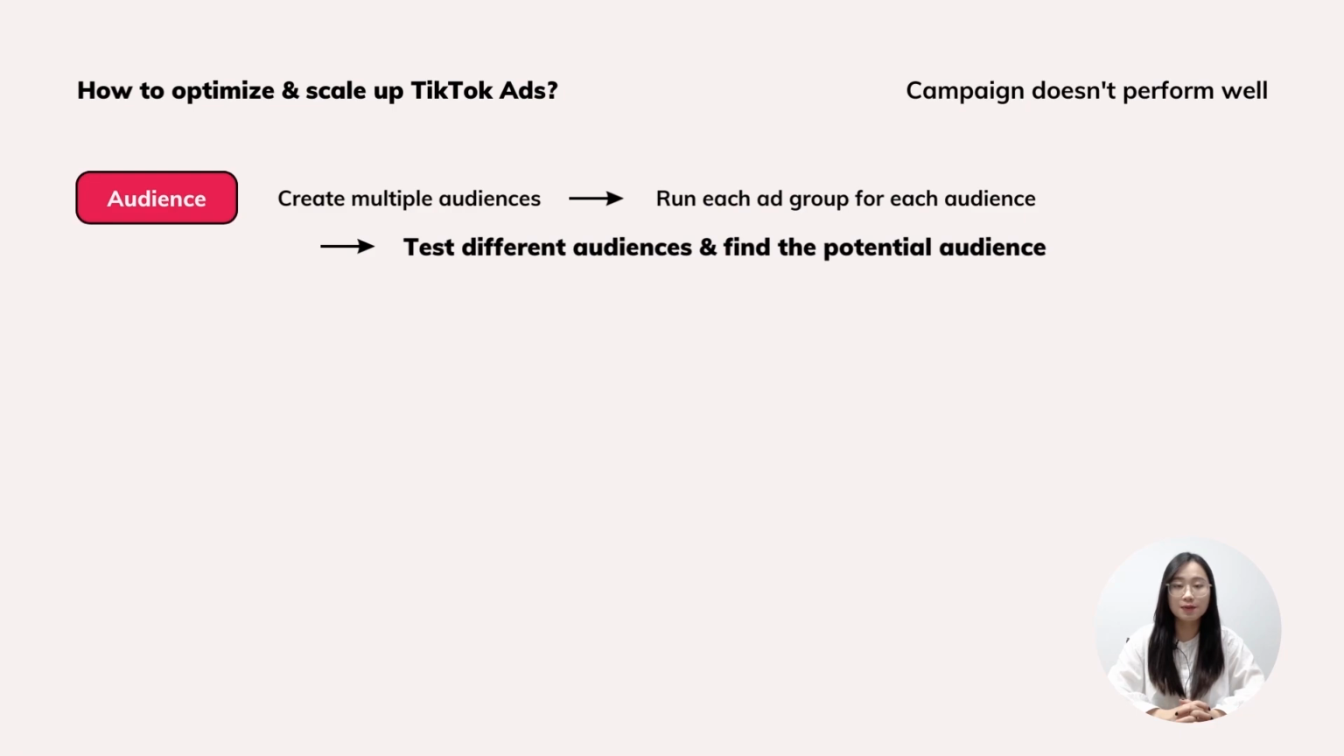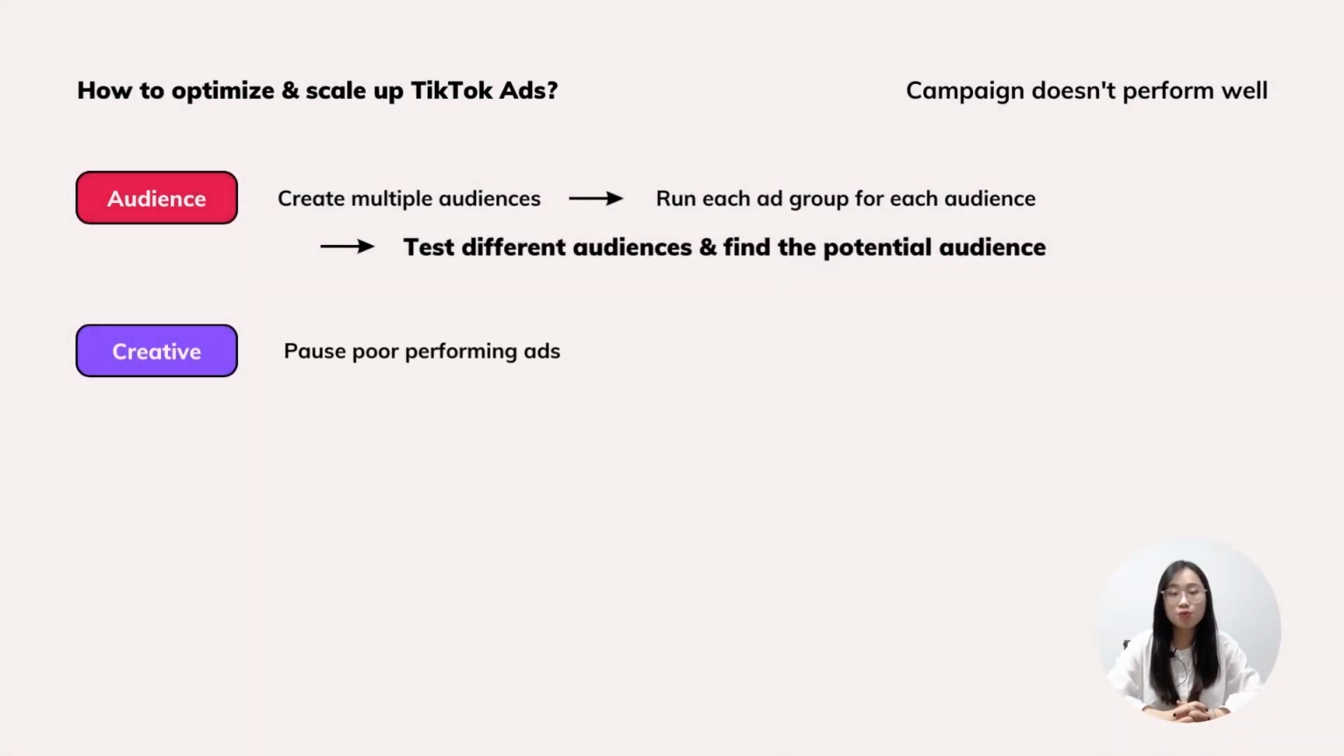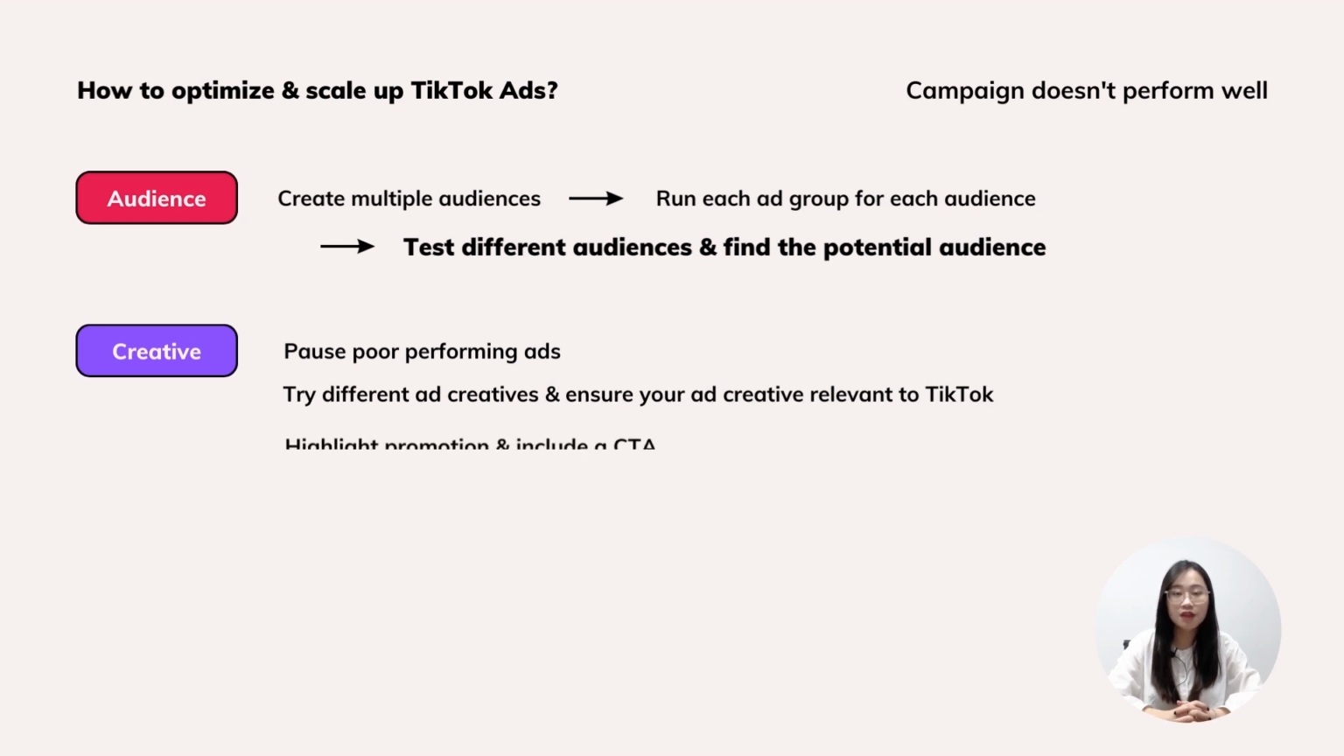With the ad creative, we suggest to pause poor-performing ads, so impressions are not wasted on those ads. Try different ad creative and ensure your ad creative is relevant to TikTok. Track if you highlight your special promotions and include a CTA in your ad creative or not. It will help you to encourage the viewer to take specific actions.